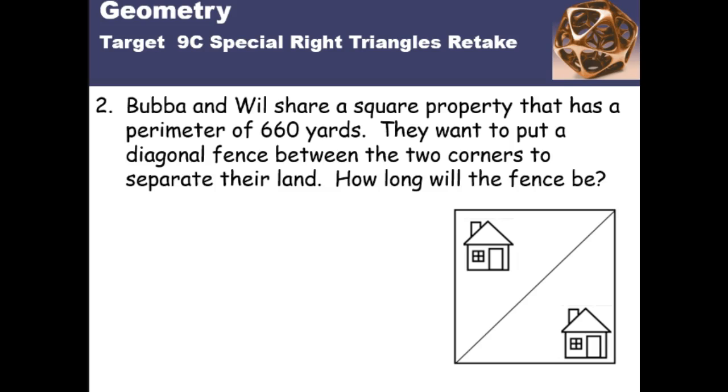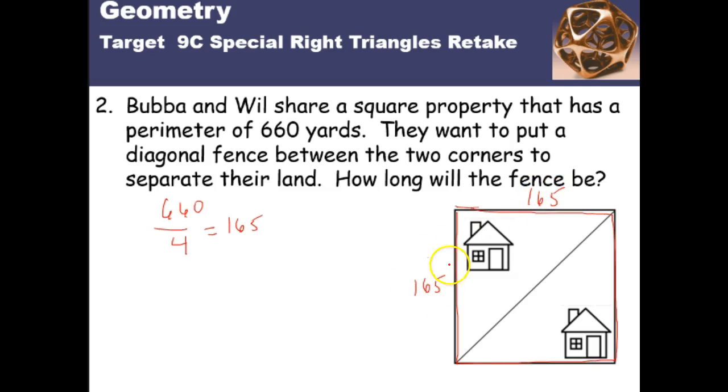Okay, number 2, Bubba and Will share a square property that has a perimeter of 660 yards. So that means all of these sides added together are 660. And since it's a square property, all of the 4 sides have to be equal. So we need to know how long each of those sides are. So I'm going to take the 660 and divide it by 4. So I need my calculator for that. So I do 660 divided by 4, and I get 165. So I know that each side is 165.